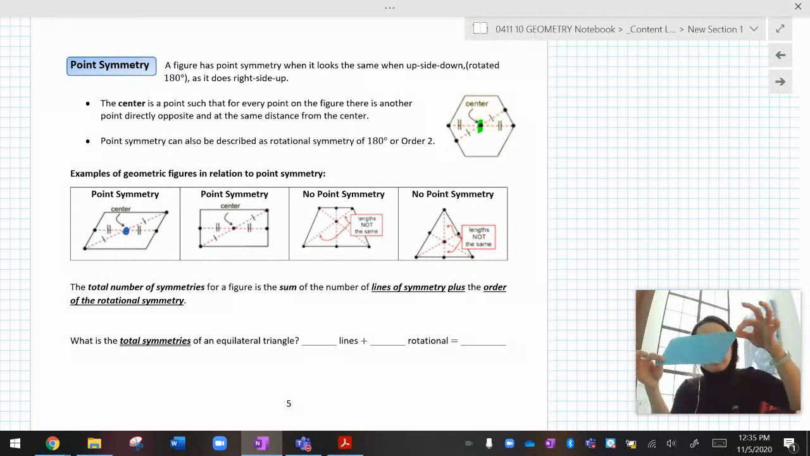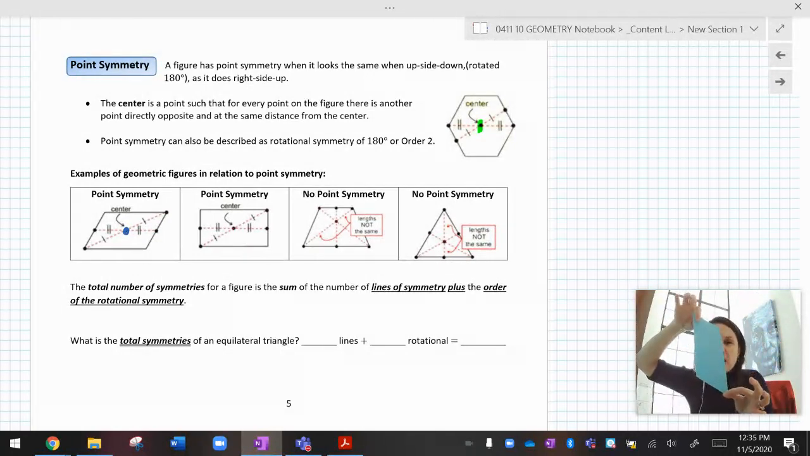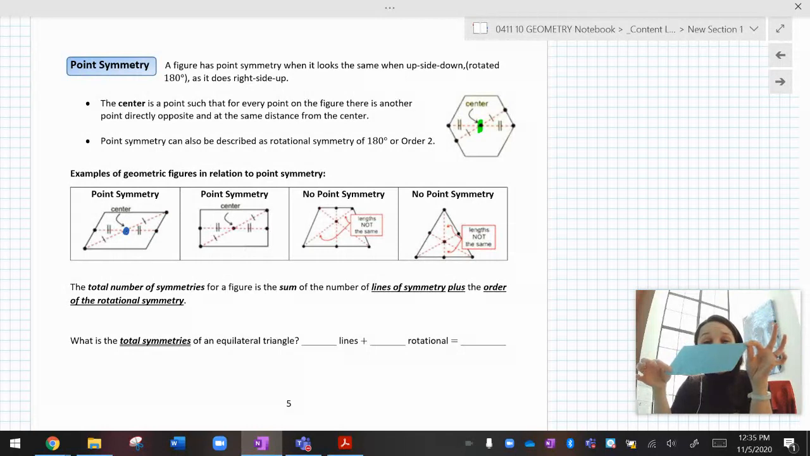I've got the really pointy end right here. If I turn it 90 degrees, nah, it doesn't look the same. But if I turn it 180 degrees, the really pointy piece is in the top corner again. And I told you it doesn't have line symmetry. Well, that's because I can't fold it in half and have anything line up. That's not going to work. I can't fold it straight down.